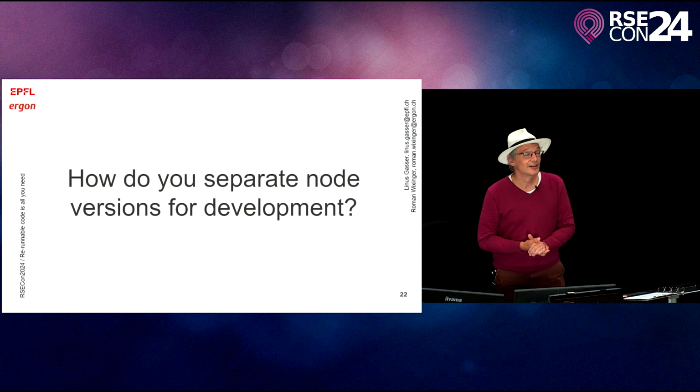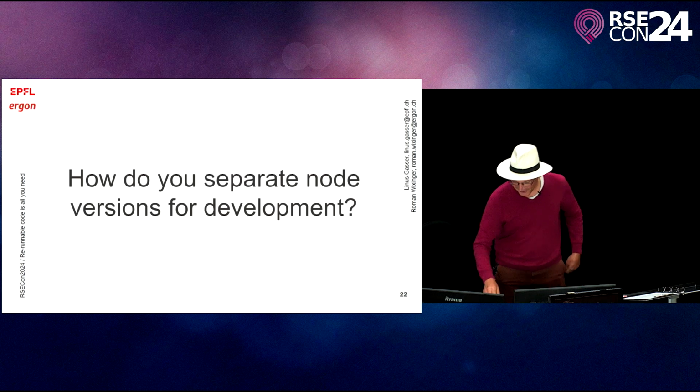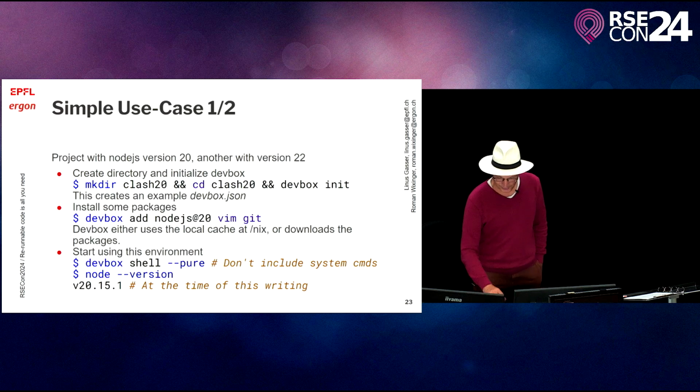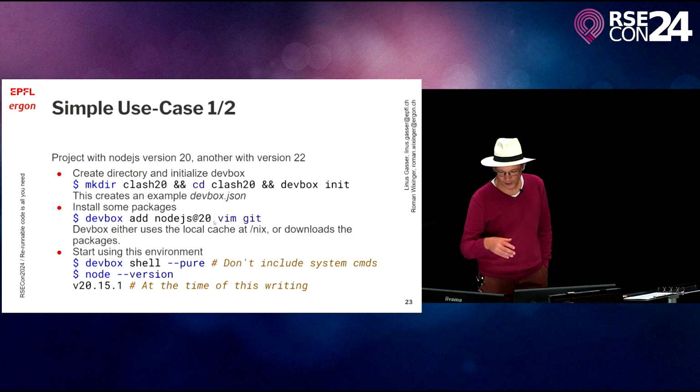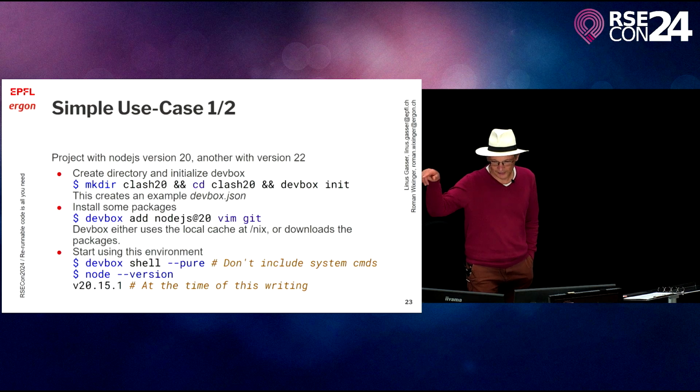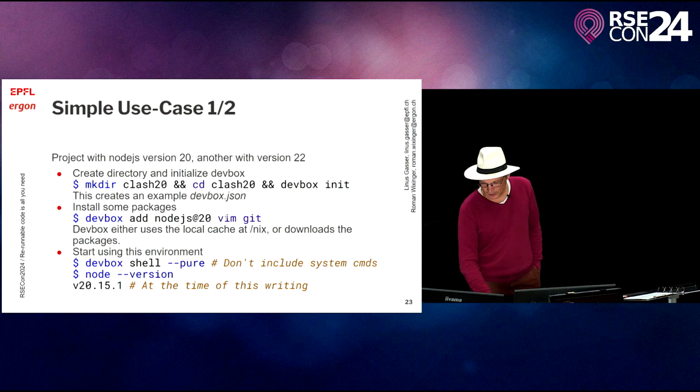You can also use DevBox. Just to show you how this would work: here I create a directory, and I run devbox init once, which creates a devbox.json. Then you can add all the packages that you want. Here you have Node.js at 20. It's a bit similar to brew on macOS. You can also give the version with the at sign. Sometimes I like to add my Vim and Git.